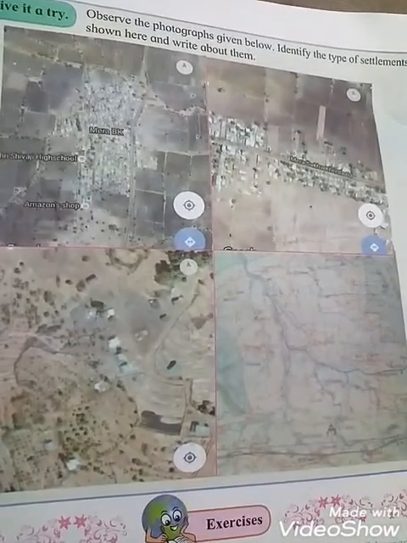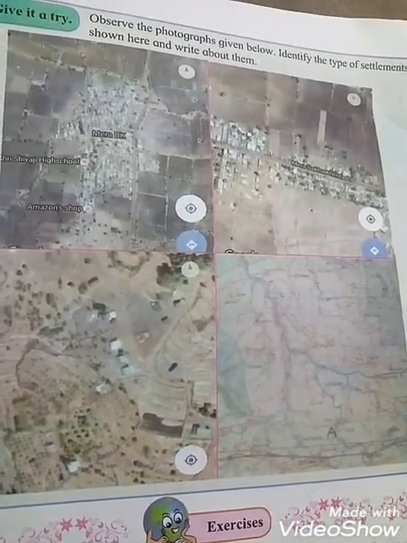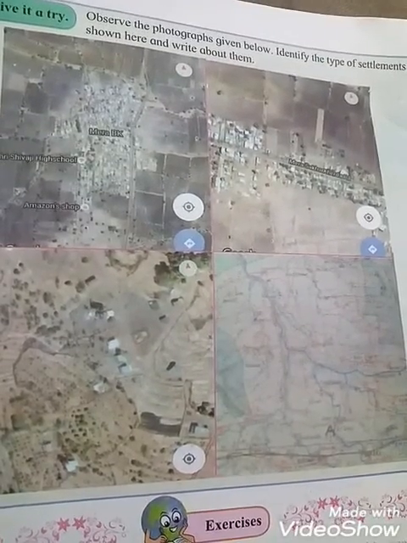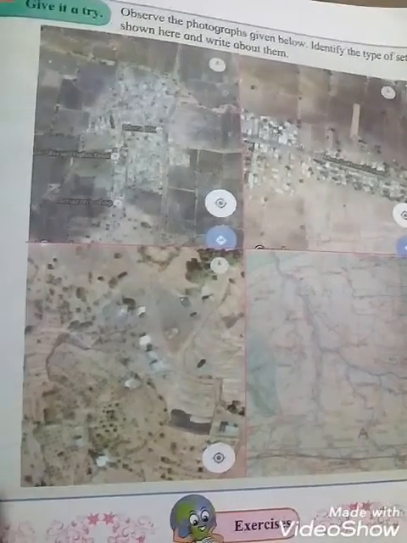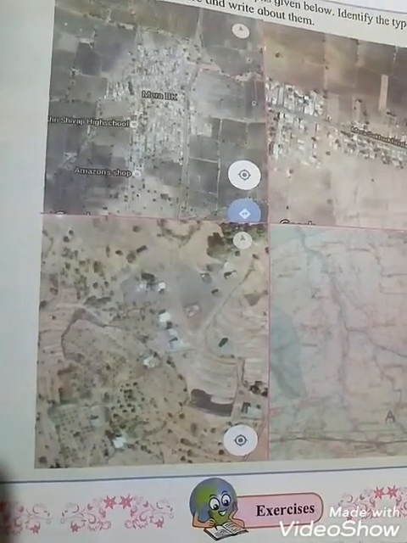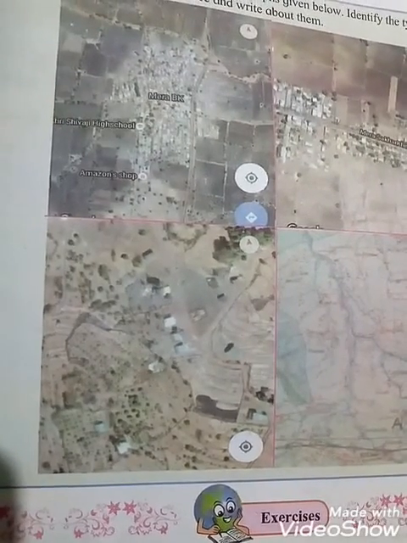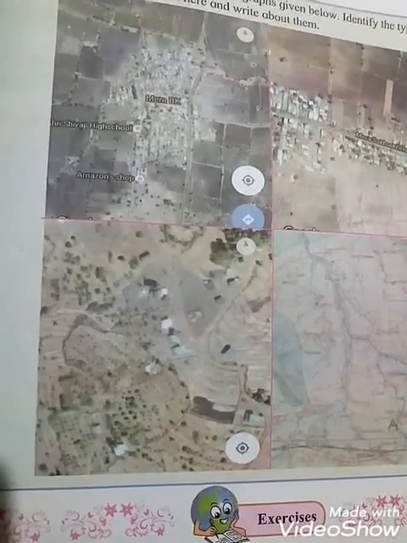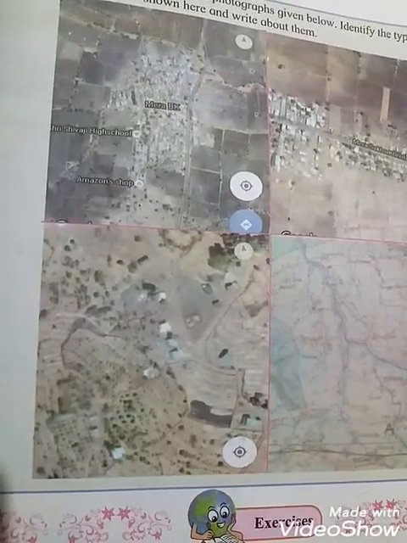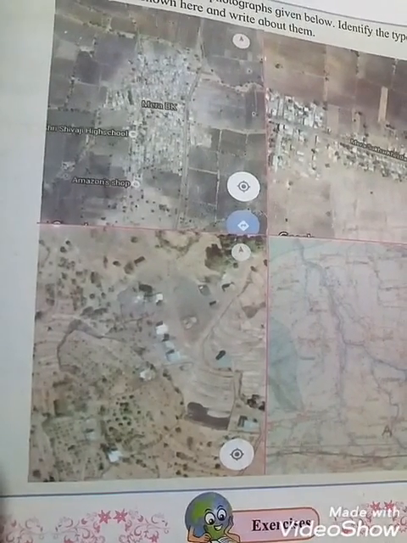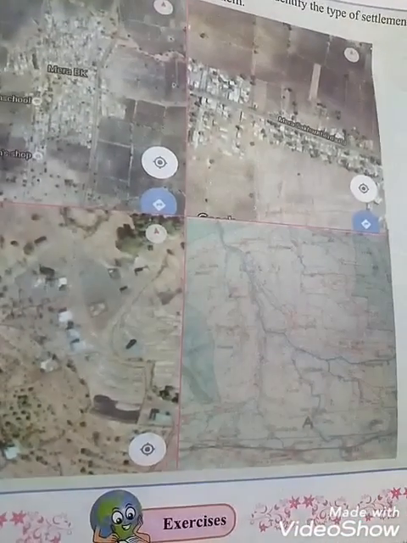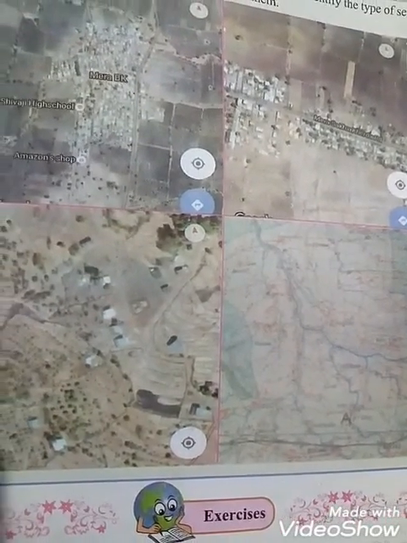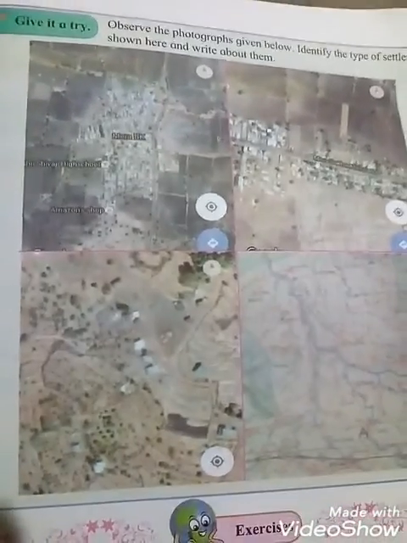Figure 2 is a linear settlement. Houses are built along the roads in three to four rows. Understood students? In figure 3, that is a scattered settlement. Why, students? Because houses are far from each other. Sparse population means scanty, limited population, and very little transport. That means transport routes are there but very little. And in figure 4, linear settlements can be seen along the roads, whereas scattered settlement you can also see. So it is totally activity based, students.